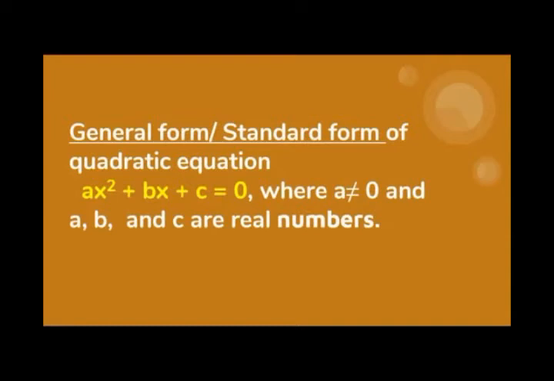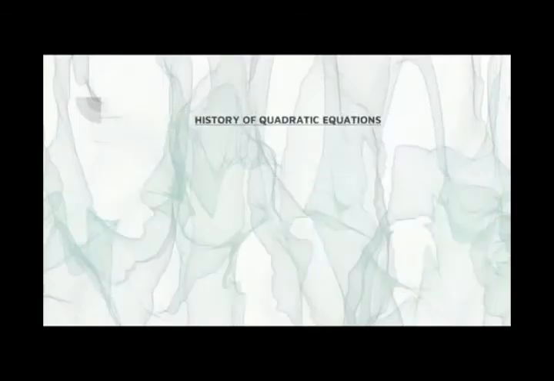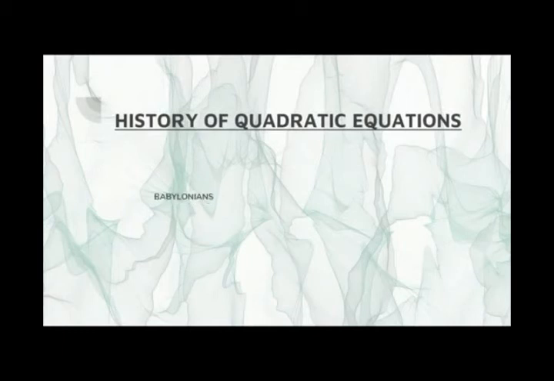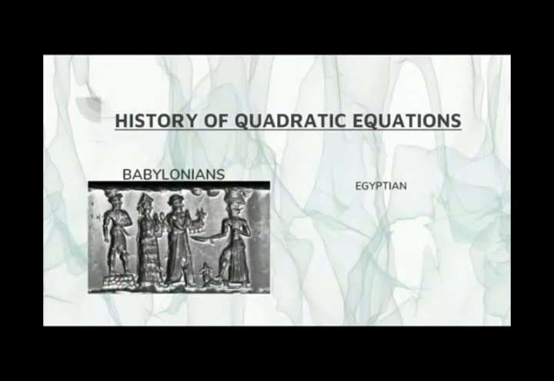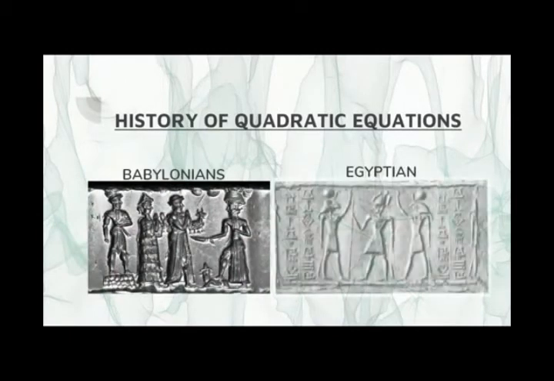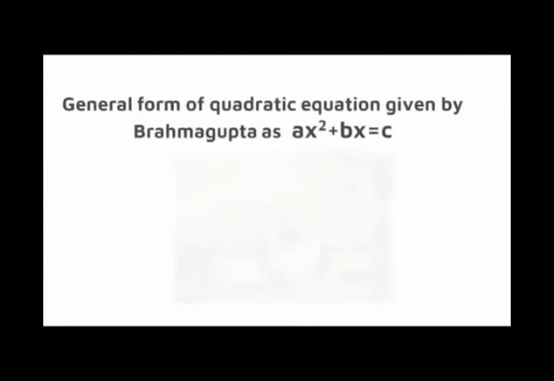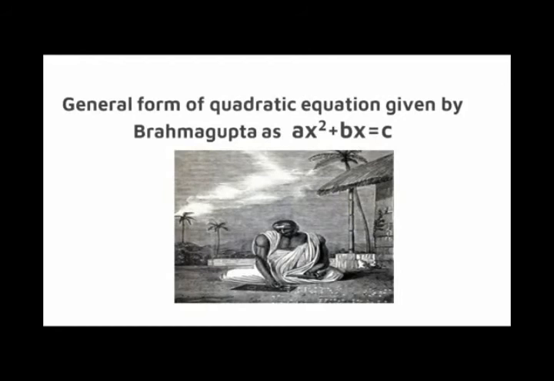Now what we get is that the general or the standard form of quadratic equation is ax squared plus bx plus c equals to 0, where a is not equal to 0 and a, b and c are real numbers. Many people believe that the Babylonians and the Egyptians were the first who knew about these quadratic equations, or they were using these quadratic equations nearly 4,000 years ago. Later on, Brahmagupta gave the general form of quadratic equation as ax squared plus bx equals to c.